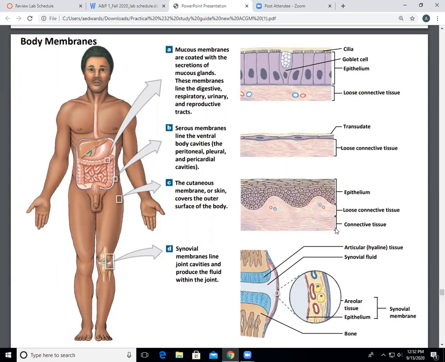How you know it's a serous membrane is this little layer there at the top. It's called transudate. Transudate. Okay, so if you see that, it's a serous membrane. Or if you see that picture on a practical or whatever, and they ask you, what is that? You're going to tell me it's transudate.